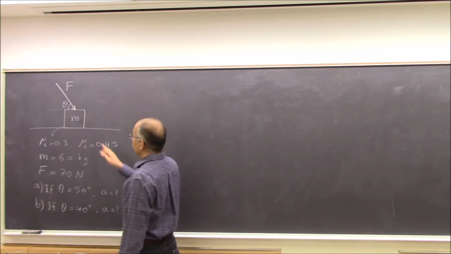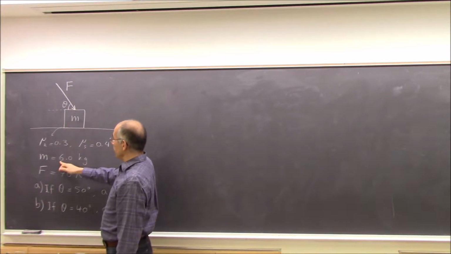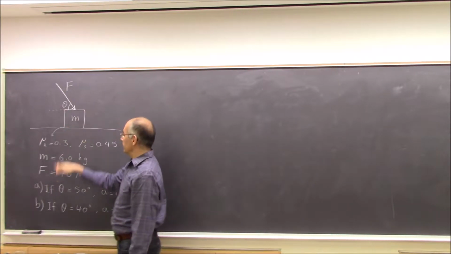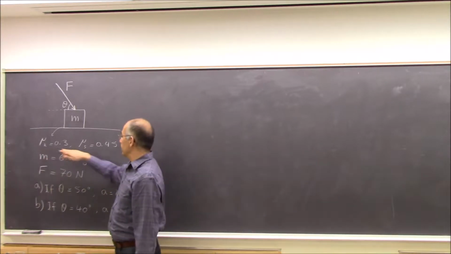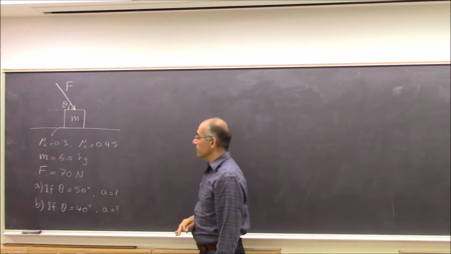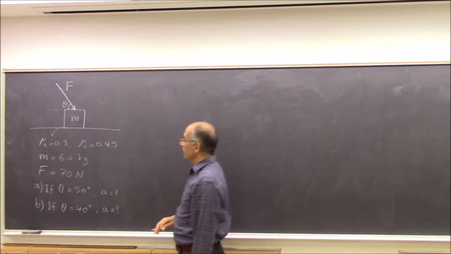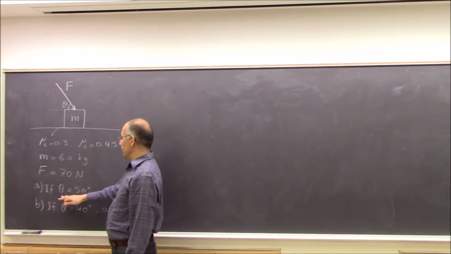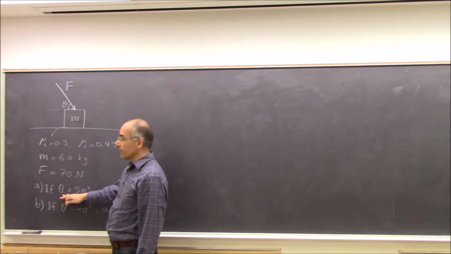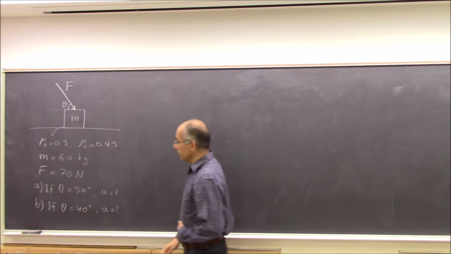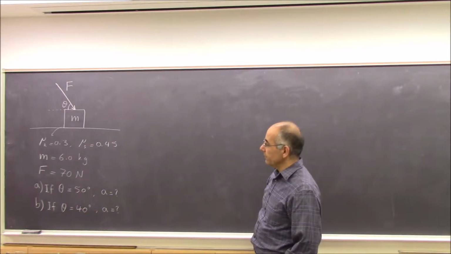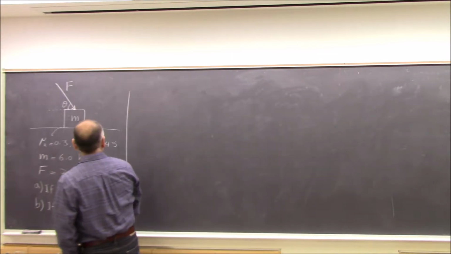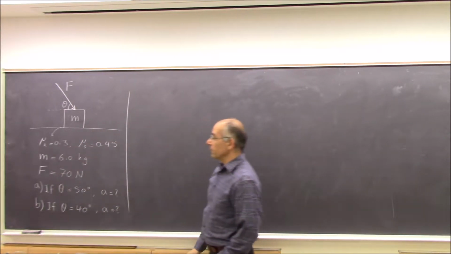So this object has a mass m of 6 kg, given. The force is 70 Newton, and the coefficients of kinetic and static friction are given. The question is, what is the acceleration if theta is 50 degrees? Part B says, what is the acceleration if theta is 40 degrees? So we don't know whether to use the static friction or kinetic friction.